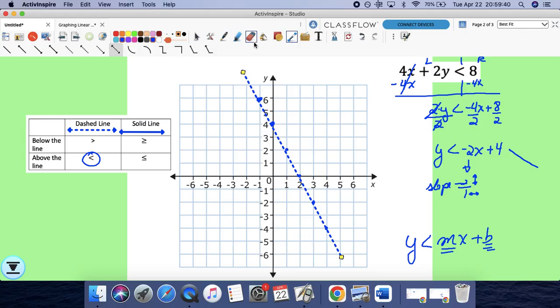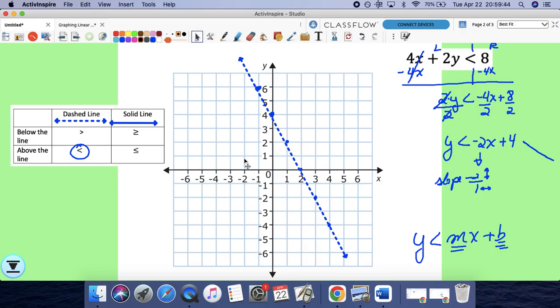y is less than negative 2x plus 4. And now the solution, or the points that satisfy this inequality, are either going to be above the line or below the line. So we need a test point. The easiest test point when available is (0, 0), and (0, 0) is available because it's not on the line. If (0, 0) makes this inequality true, then we want to shade under the line. If (0, 0) does not make this inequality true, we're going to shade above the line.